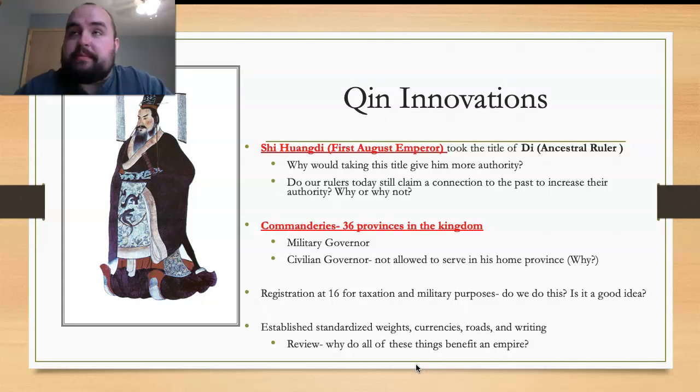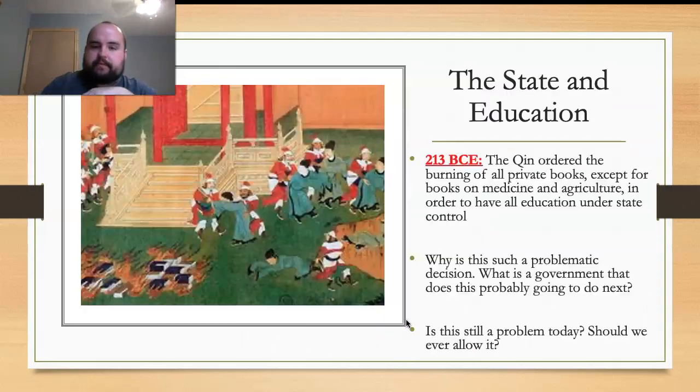But yeah, again, this should be pretty simple since we covered it in the Silk Road lecture. If you have all these standard weights and currencies and trade systems all across your empire, it makes it much easier to do trade since you don't have to, of course, travel over rough terrain, but perhaps more importantly, you can buy and sell things exactly the same no matter what part of China you're in.